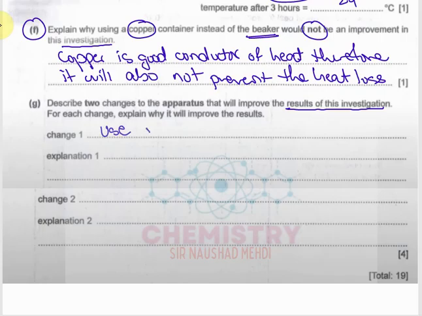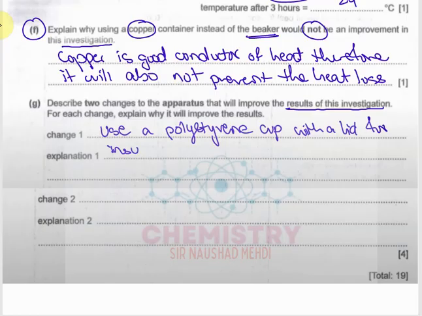Okay, so we can write: use a polystyrene cup with a lid also for insulation. And we also have to give the explanation for why we are using this. It's very simple: polystyrene is an insulator, which will prevent the heat loss.